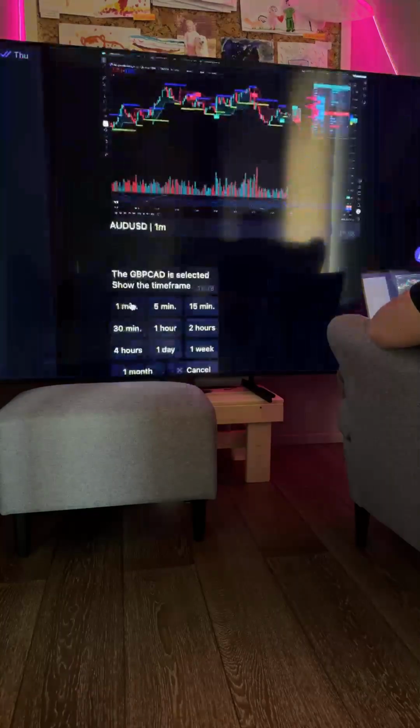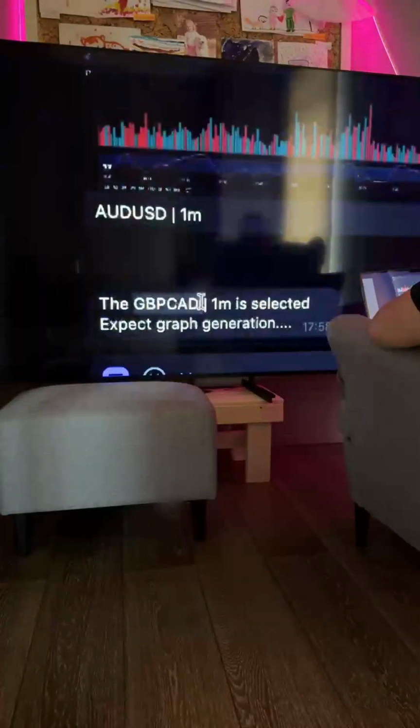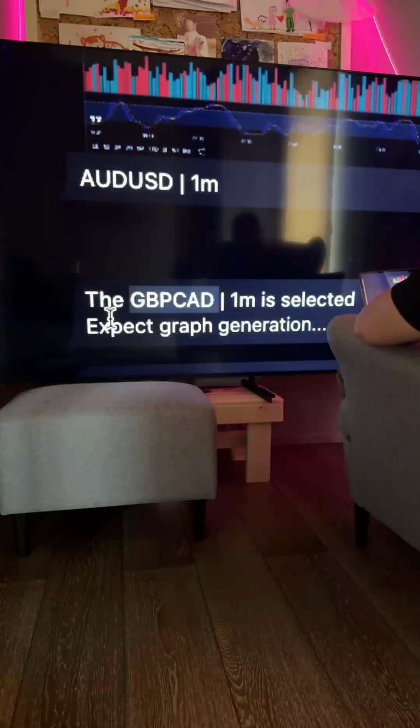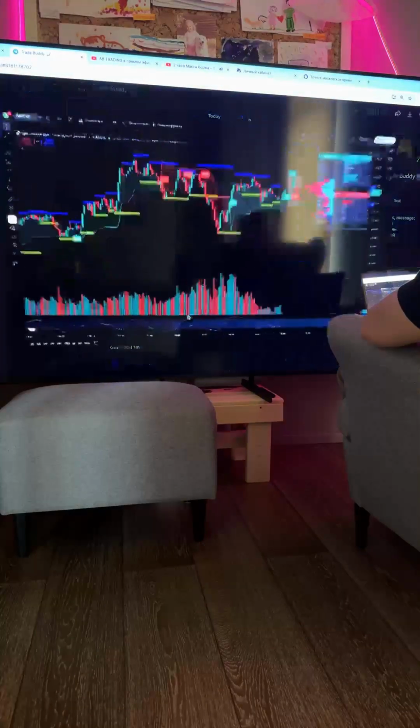GBP CAD, time frame 1 minute. Currency pair: British pound, Canadian dollar. Open it on your end. I just didn't see anything on this currency pair. It's unlikely there was an upward movement there. British pound, Canadian dollar, GBP CAD. I'm opening the currency pair.